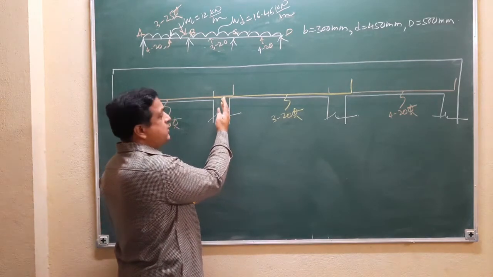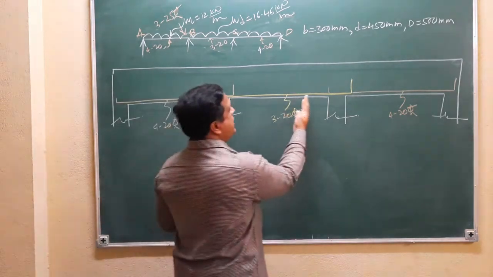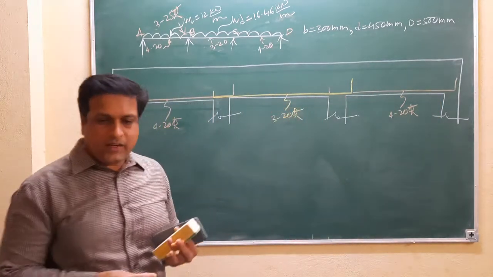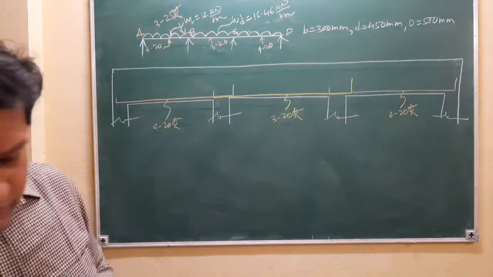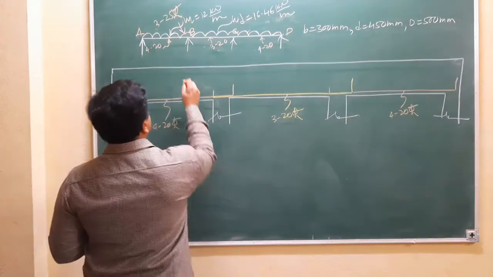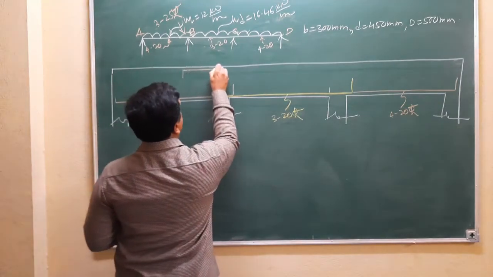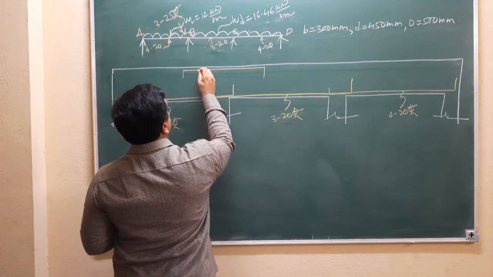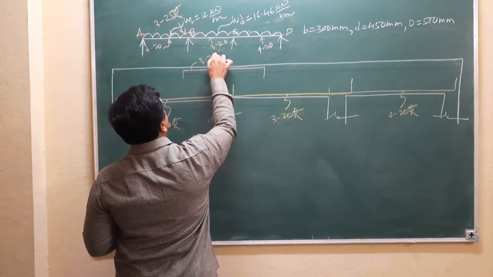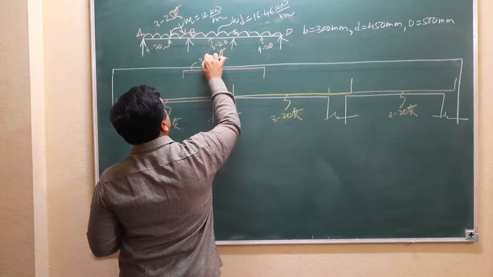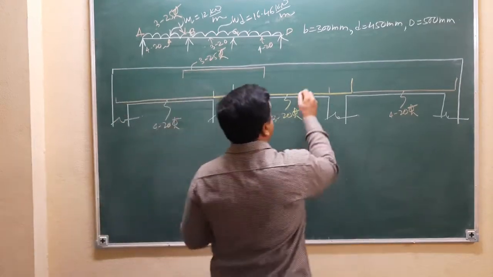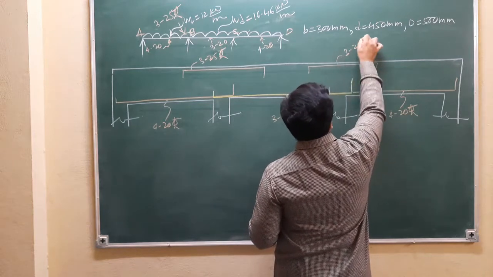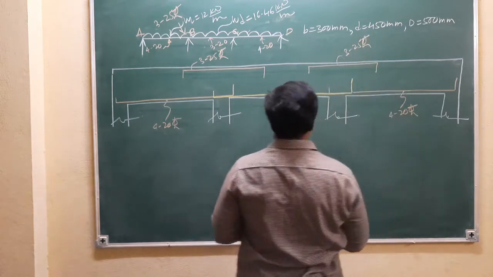From this section 3 bars are running. Then again the 4 bars are running at the bottom. Again the 4 bars are running at the bottom. Now what about the top steel? At top you have to provide 3 bars of 25 mm tall at this location, and 3 bars of 25 mm tall at this location.